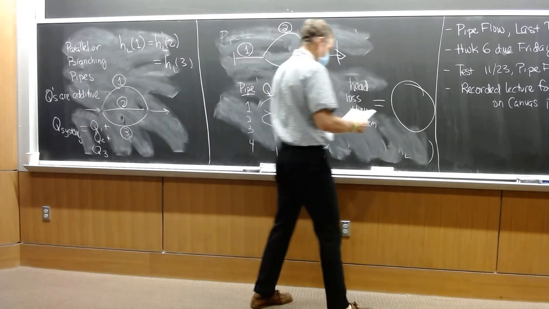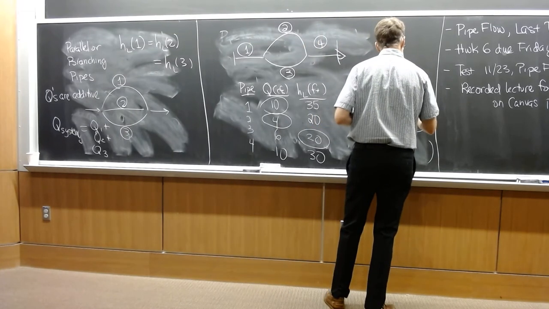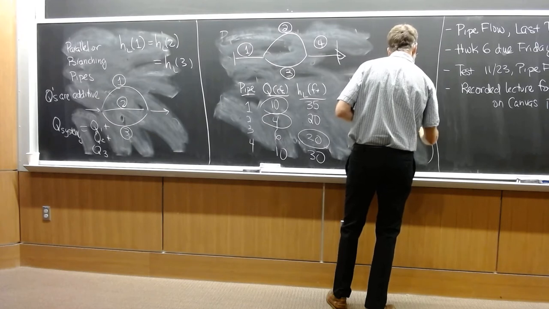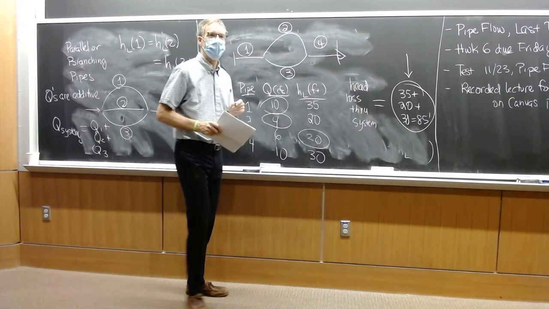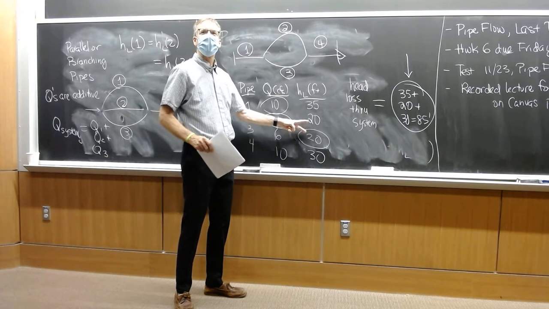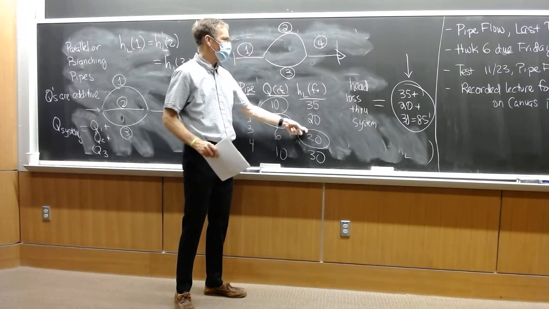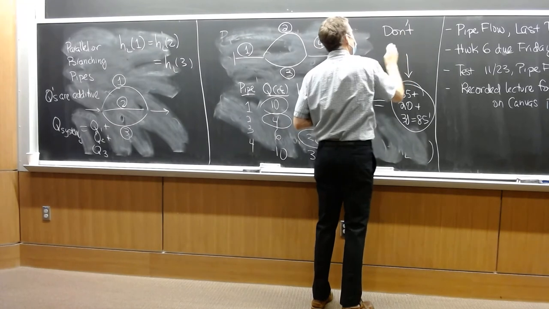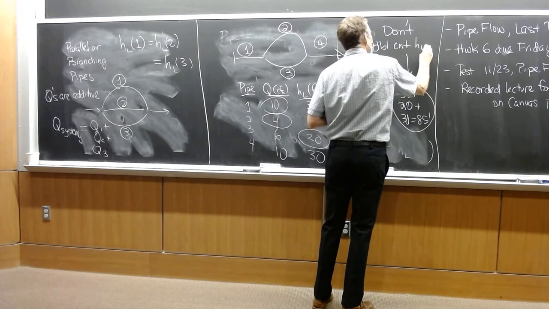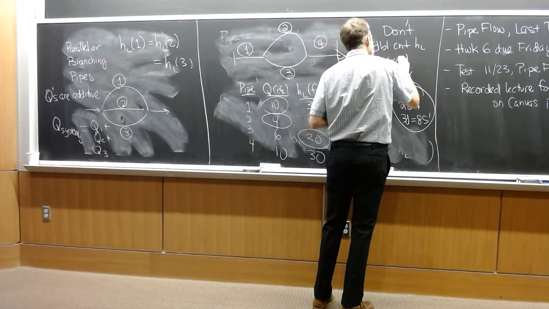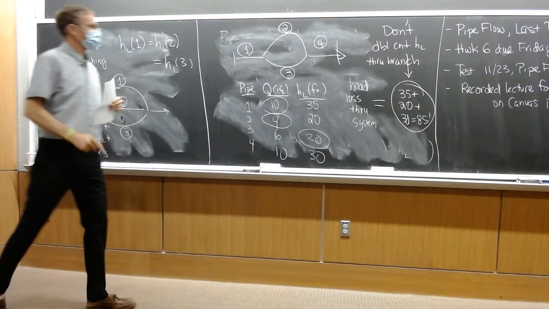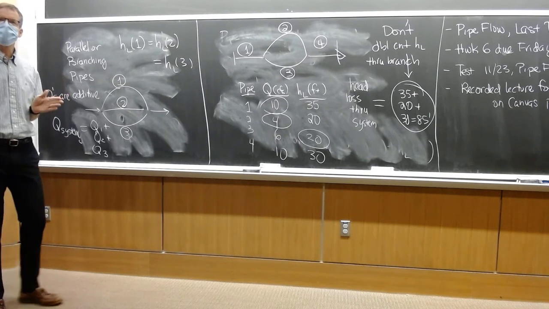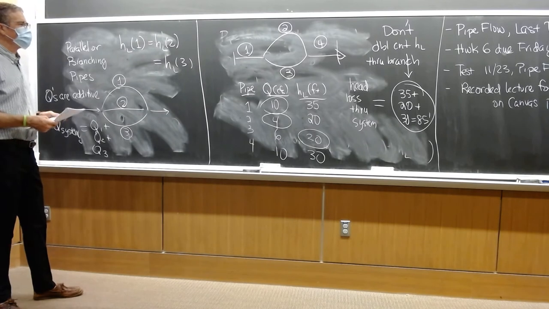So the head loss through the system is 35 plus 20 plus 30. What I see a lot is this 20 gets double counted, right? Somehow you see 4 numbers, and so for the head loss through the system, you put all 4 numbers, and that's not right. I don't know how often that's gotten wrong anymore, because every year I warn students not to make the mistake. So maybe it's a problem that doesn't exist anymore.